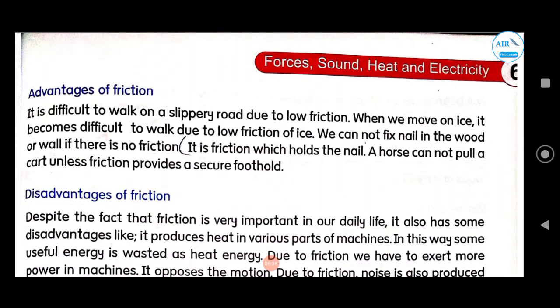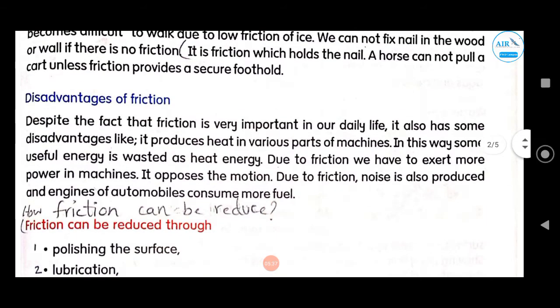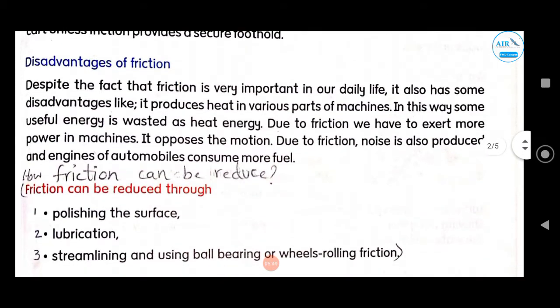other automobiles. So, what are the disadvantages of friction? Despite the fact that friction is very important in our daily life, it also has some disadvantages. For example, friction produces heat.